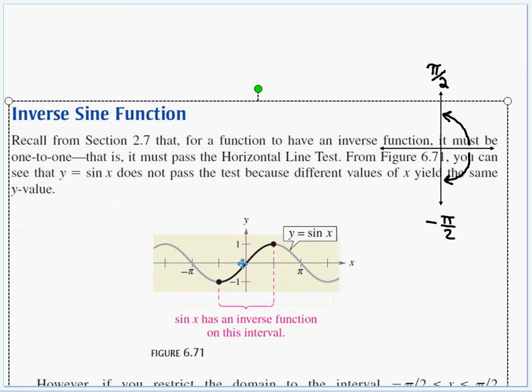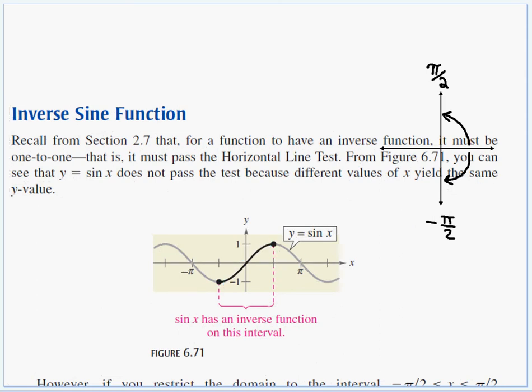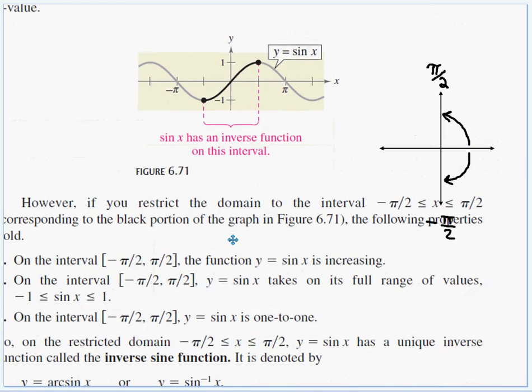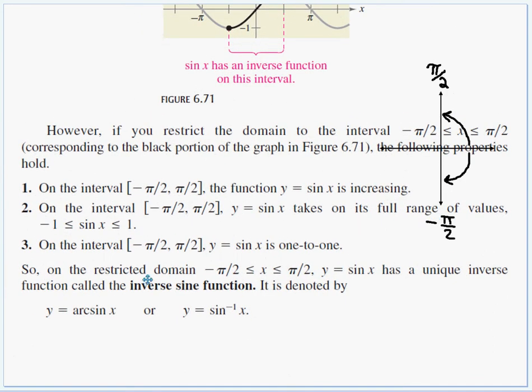So here, this darkened portion of the graph goes from the x value of -0.5 pi to +0.5 pi. At -0.5 pi, we're down in the bottom of a valley. By the time we get to +0.5 pi, we've reached a peak, so we have achieved every value in between. So on that restricted domain, y equals sine x has a unique inverse function called the inverse sine.